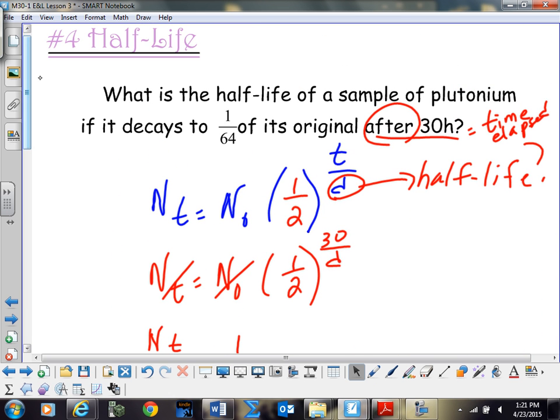Okay, let's go back up and answer this question. What is the half-life of a sample of plutonium? So we got an answer of 5. The D is what we're looking for. The T was the hours. So now we have to answer it as hours. So the half-life of plutonium is 5 hours.